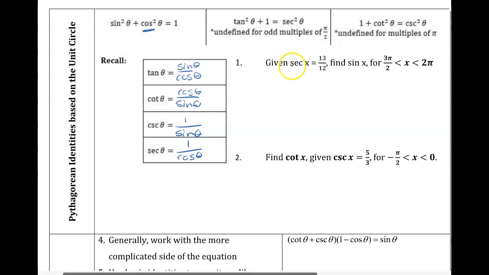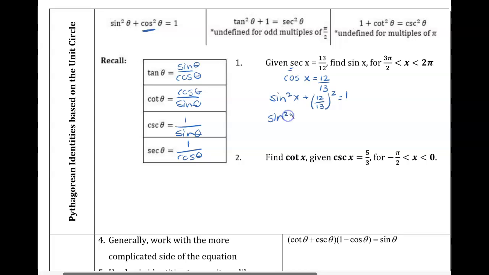Now, we don't know cosine, but I do know secant, and I do know that secant and cosine are reciprocals, which means cosine of x must equal 12/13. Now I know cosine, I'm trying to find sine. So I'm plugging into this identity here. Sine we don't know, so I'm just going to leave it as sine squared of x, plus cosine of x we do know, 12/13. Don't forget that that is squared, and that's going to equal 1.